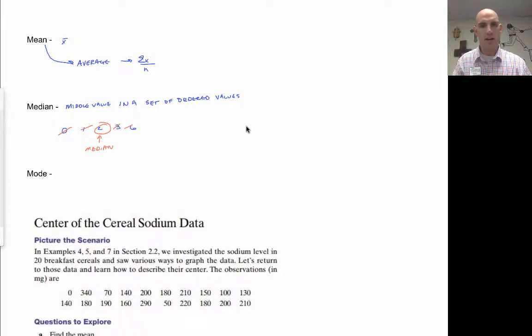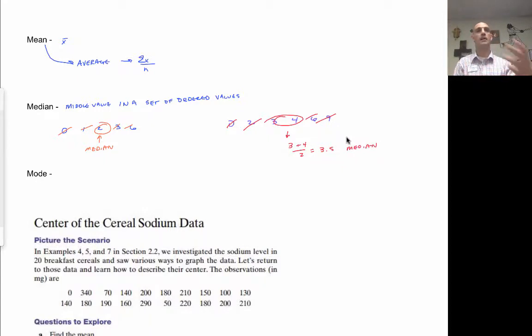Or we could have a set of values where there's an even number of values. So I've got 0, 2, 3, 4, 6, and 9. So there's 6 values here. So if I cross out, I come to where there's 2 in the middle, and so I find the average. So I do 3 plus 4 over 2, which gives me 3.5 as my median.